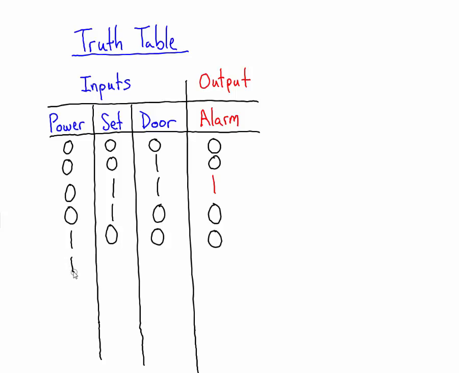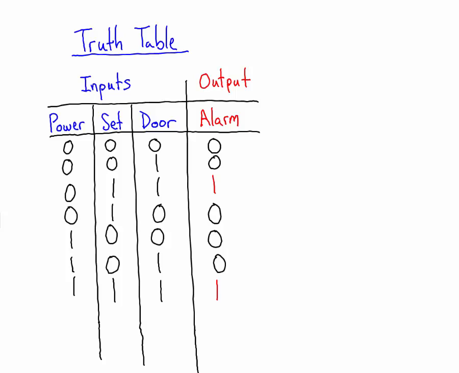If the power is on, the alarm has not been set, but the door is open, that's an example of the owner opening the safe after he's turned the alarm set off. So we don't want the alarm to sound in that case. If the power is on, the alarm has been set, and the door is open, then we want the alarm to sound. That would be the case of someone breaking into the safe.